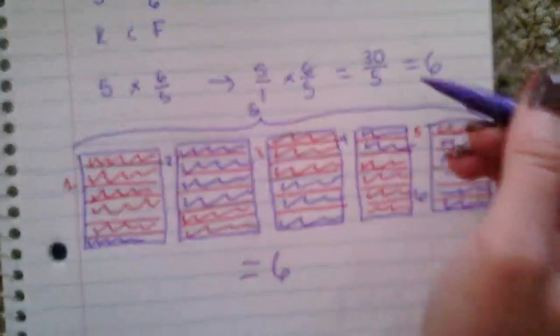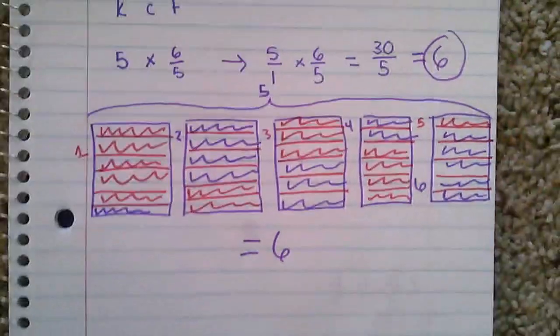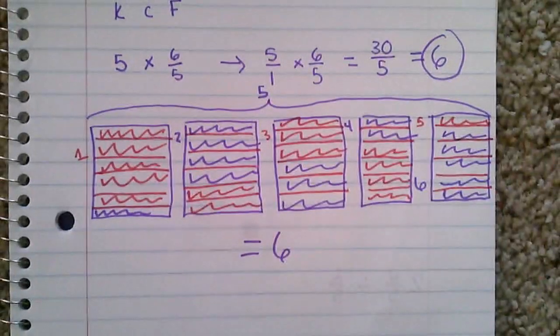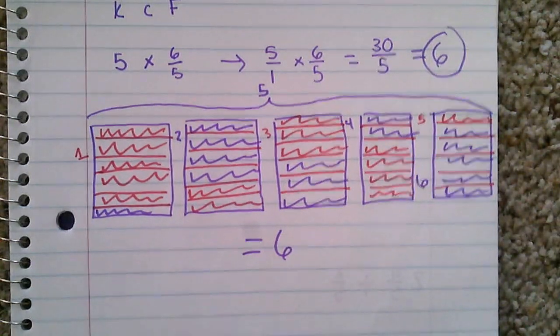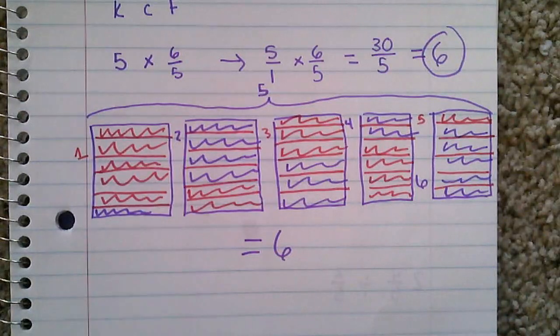So my answer from up here is correct. The answer is 6. If you don't have that down yet, go ahead and get that down. You can pause the video and then click play when you're ready to see the other 2 examples. For these ones, we're just going to use the standard keep, change, flip method instead of drawing models, just so you can get a lot of examples with the keep, change, flip method.